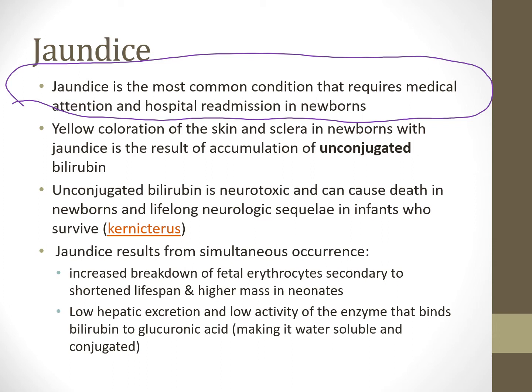With jaundice, that yellow coloration of the skin and sclera, that white part of the eyes now becomes yellow, can result from unconjugated bilirubin, which is the bad stuff. Boo. All right, that's supposed to be boo. Unconjugated bilirubin is neurotoxic. That's what we just talked about on that last slide, and it can lead to death in some kids and neurological issues if they're not treated.